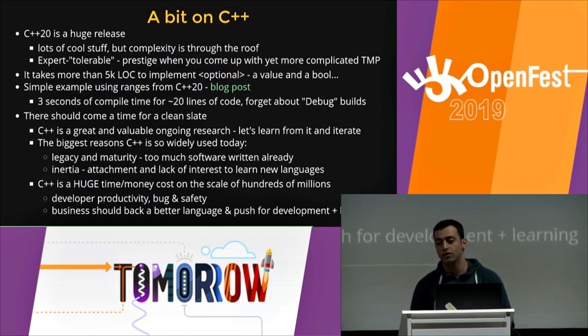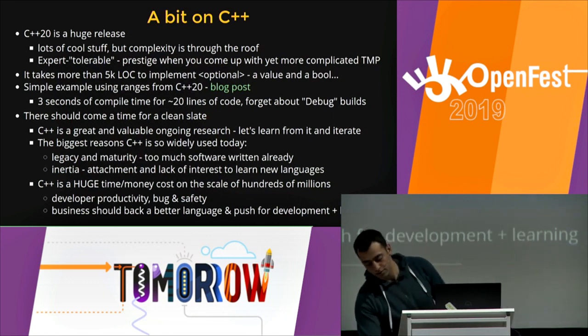In C++, it takes more than 5,000 lines of code to implement optional, which is basically a value and a boolean. That's something which shouldn't take 5,000 lines of code and a bunch of mistakes and testing. And if we think that in each 1,000 lines of code, no matter the language, we always have the same amount of bugs, then we would want to reduce the amount of code we have. If a project is 100,000 lines of code, it's going to have many more bugs compared to 10,000 lines of code. Again, that's a not proven rule, but anyway.